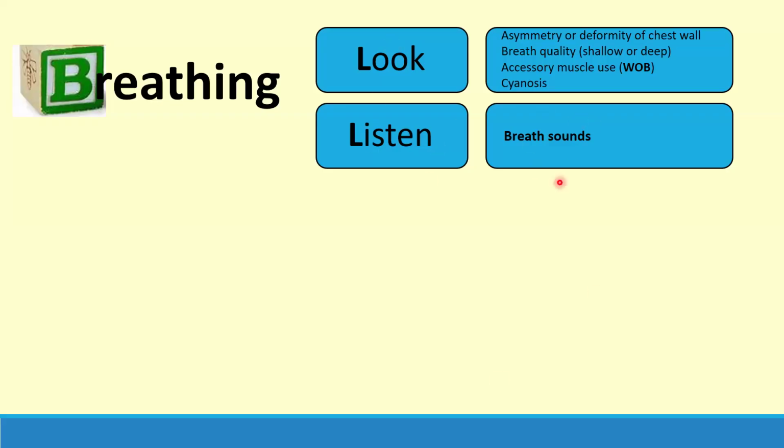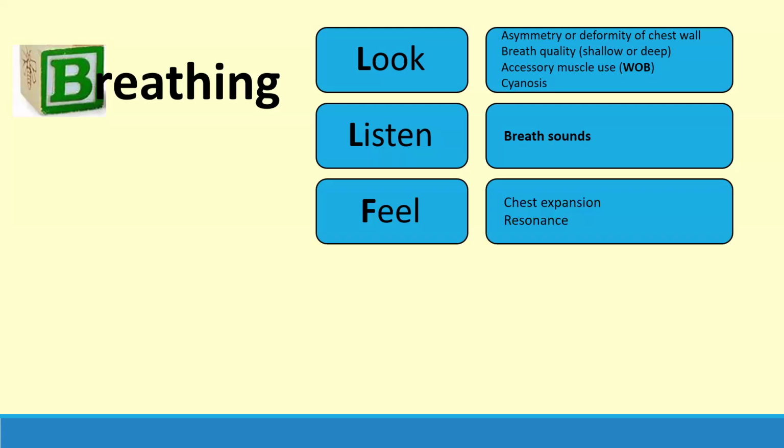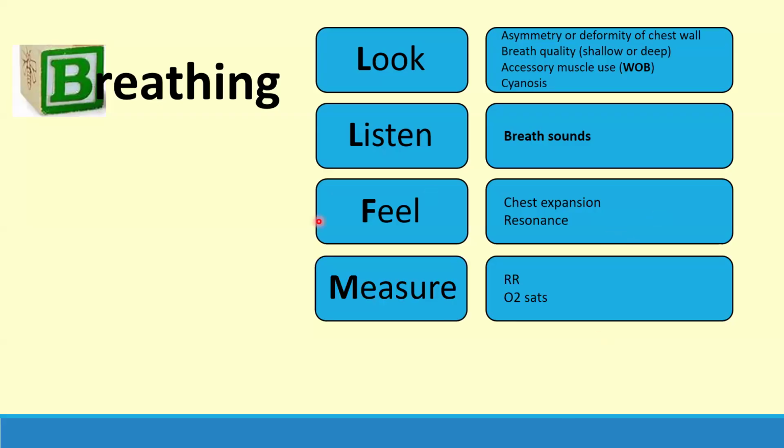Okay, so what we're going to listen for is breath sounds. That includes things like wheeze, crackles, dullness, transmitted airway sounds. Feel for chest expansion, again thinking is it bilateral? Feel for resonance. If they are older and able to talk to you, you can feel for vocal resonance. And measuring: you can measure their respiratory rate, which is a sensitive sign that we often forget to do, but the nurses are excellent at doing.